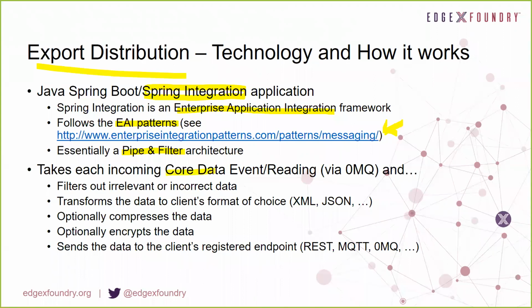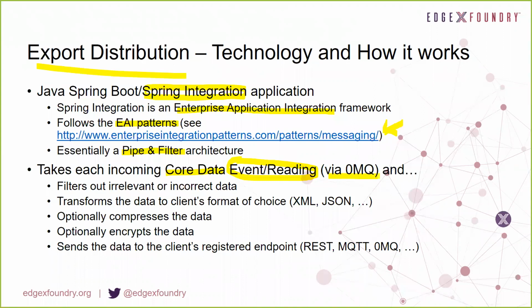Well, it gets the data from core data. And in particular, it gets data out of the event and readings collections that are stored in Mongo via core data. As data comes up from a device or sensor and hits core data, core data stores that in Mongo and then immediately creates a 0MQ message that it pushes out to export distribution. That starts this pipe and filter architecture. That starts this EAI engine to take that message and now get it ready for distribution to all the various clients.